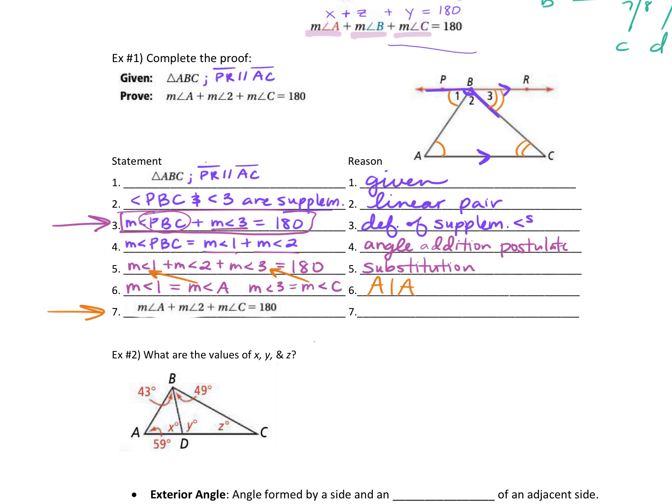Think basketball. Take out a point guard, you want to put a point guard in. Take out a quarterback, you want to put a quarterback in. That's football, not basketball. So that's substitution. And you're done. That's what they asked us to prove. A plus 2 plus C is 180.